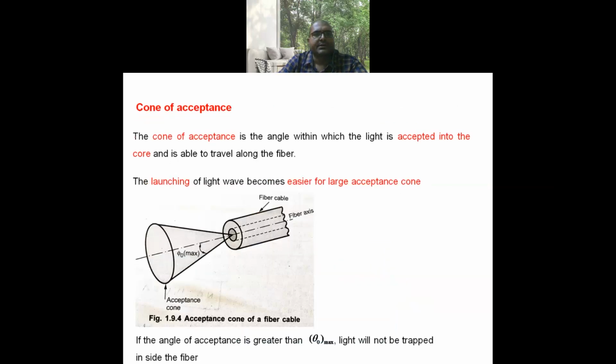Cone of acceptance. The cone of acceptance is the angle within which the light is accepted into the core and is able to travel along the fiber. The launching of the light wave becomes easier for a large acceptance cone. This is the cone of acceptance. If the angle of acceptance is greater than theta max, the light will not be trapped inside the fiber.